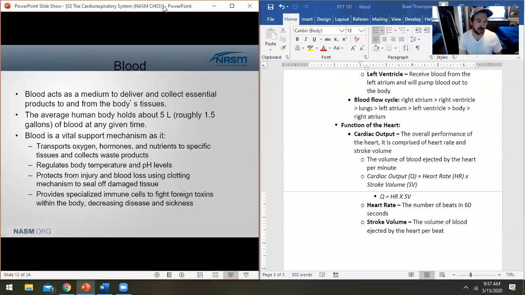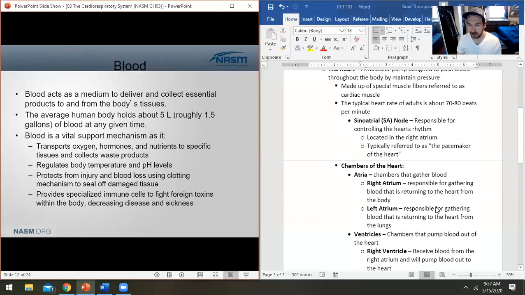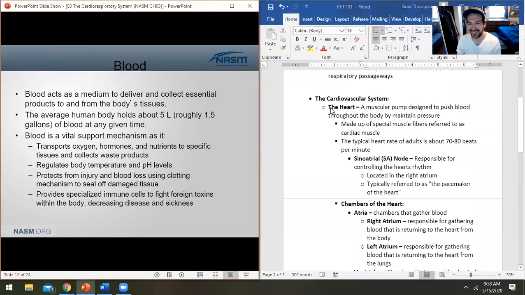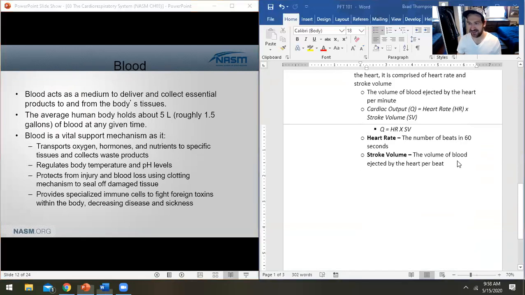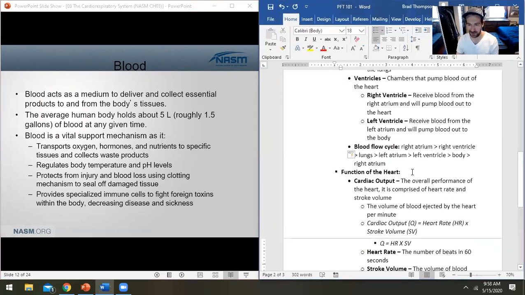All right, so next one we're going to talk about blood. So looking at the heart here. Anybody remember that video? The kid was super cute.